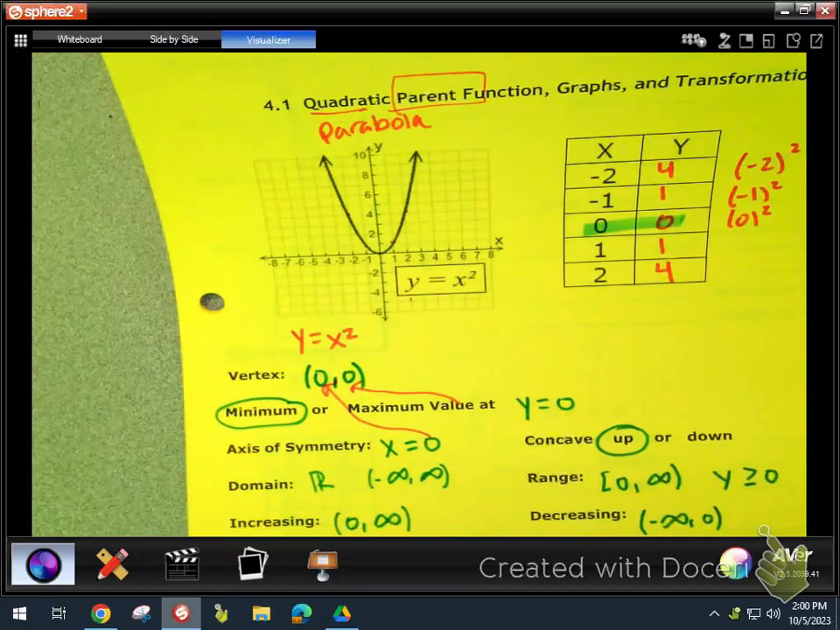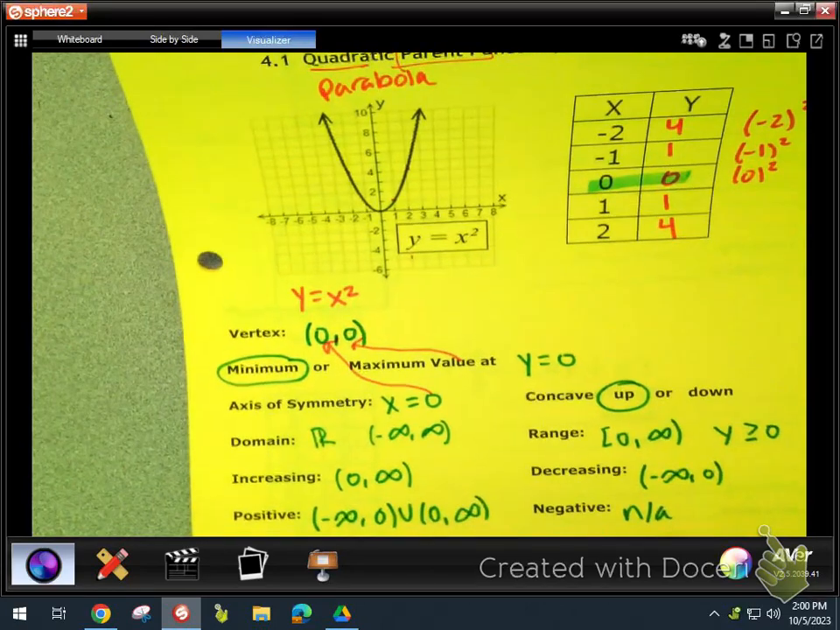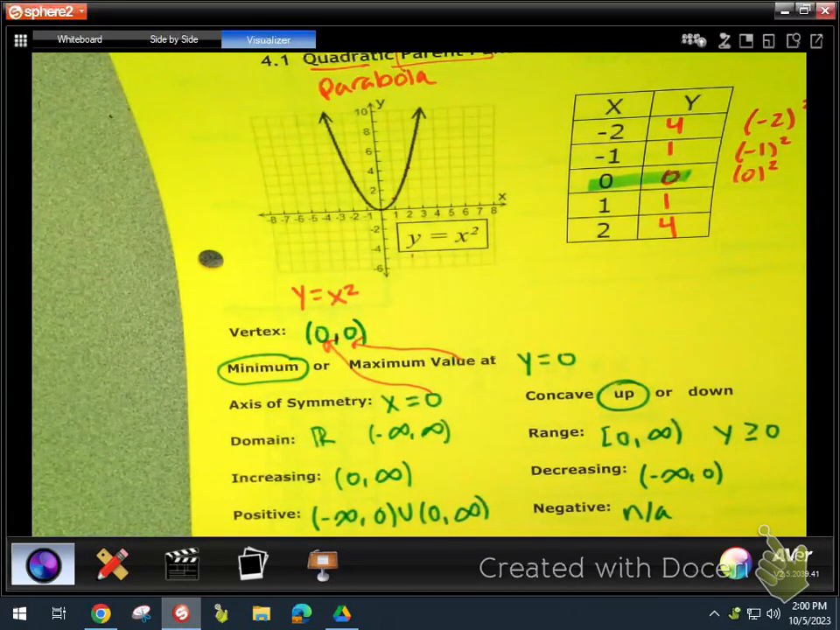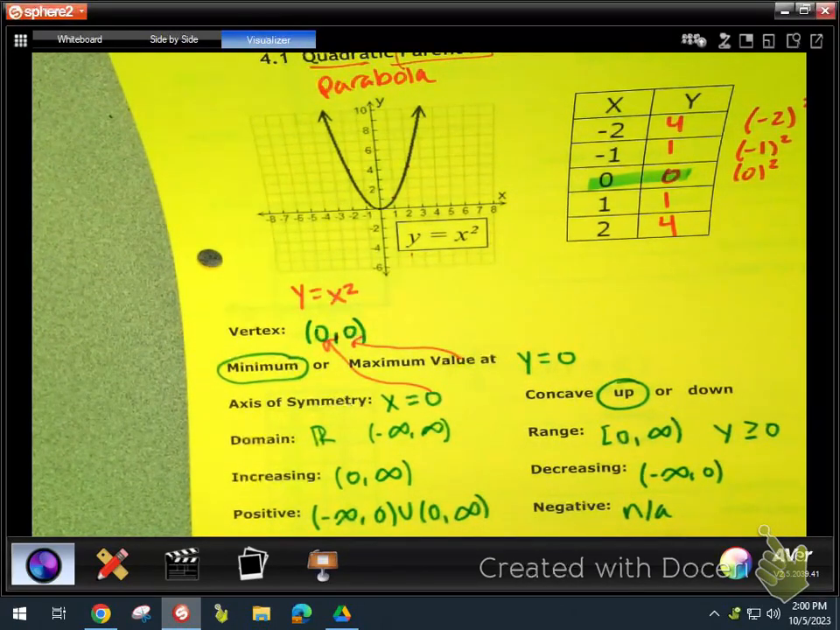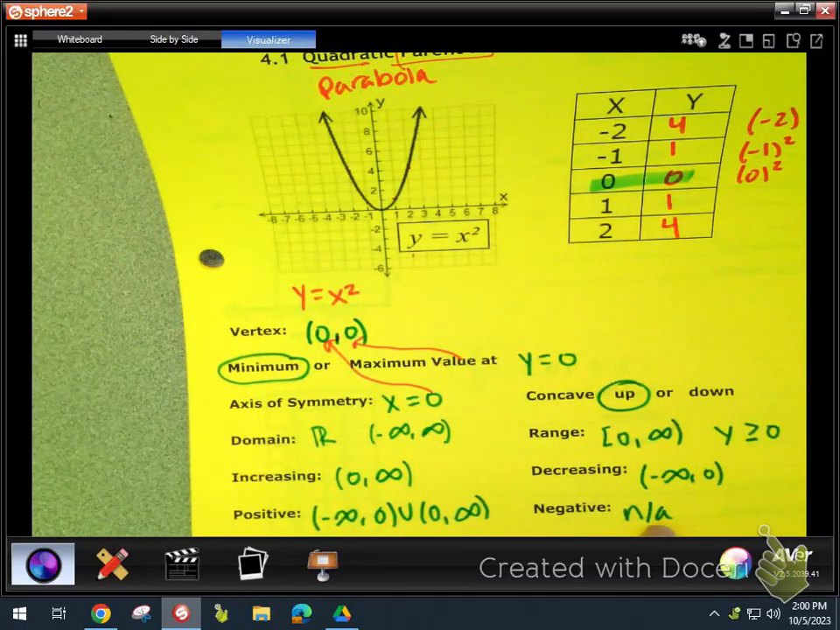Positive, it's not all positive though. Where is it not positive? At 0. So you have to stop at 0, because at 0, it's at 0. So you have to stop, and separate it with a union. This parent function is never negative. Okay, we're just talking about the parent function.